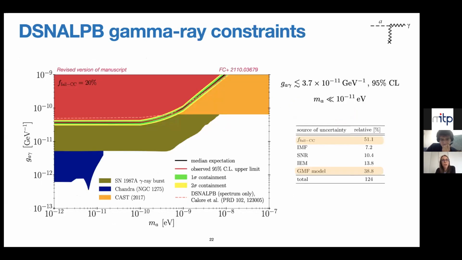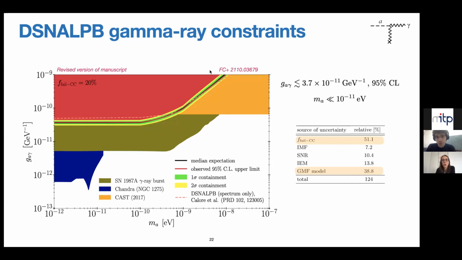So those are the constraints that we get on the ALP axion-photon coupling as a function of mass. This red line here is our constraint for our benchmark case.